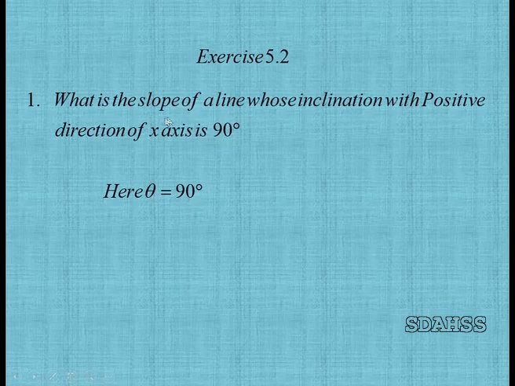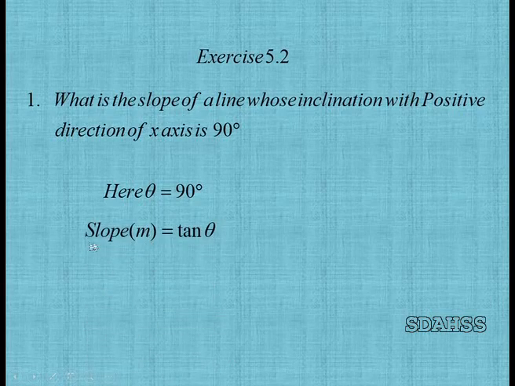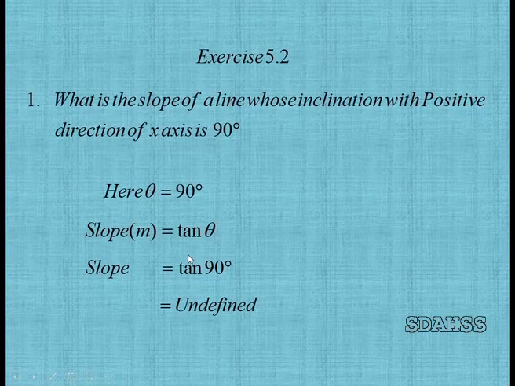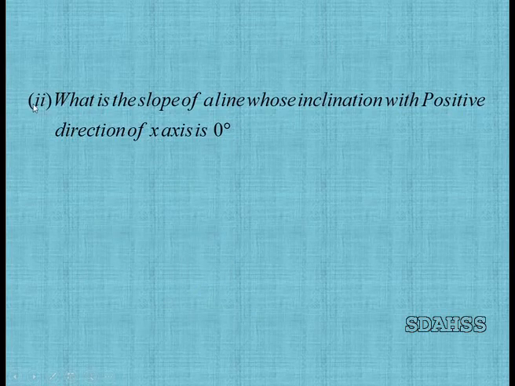We want to find the slope. We know that slope means m is equal to tan theta. Substitute theta is equal to 90 degree, then it is equal to tan 90 degree. We know that tan 90 is undefined.